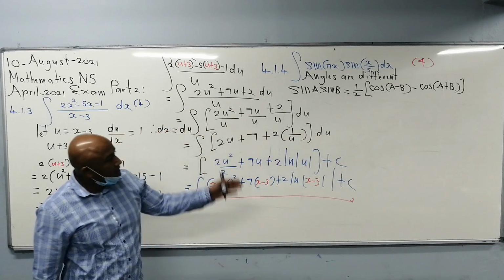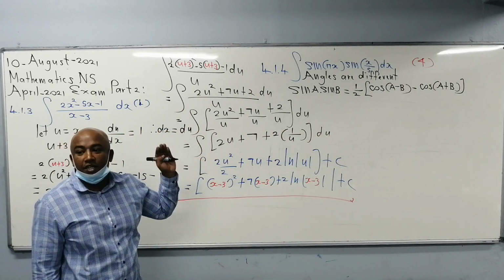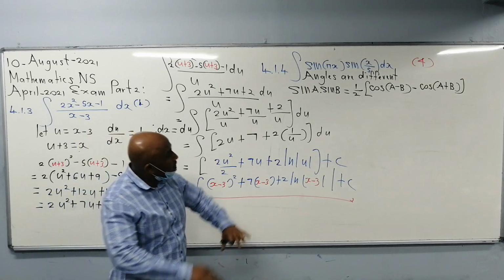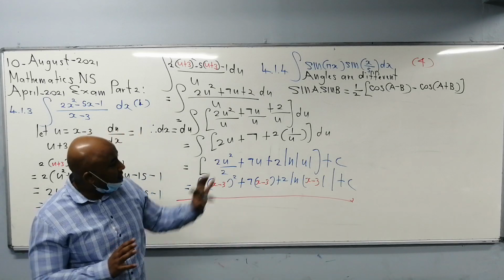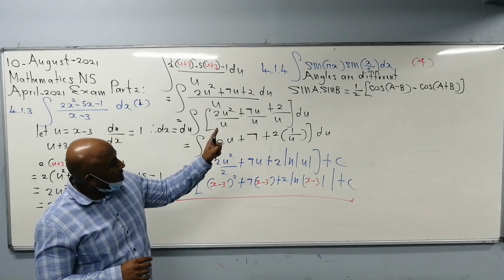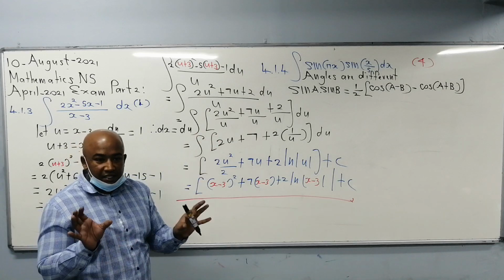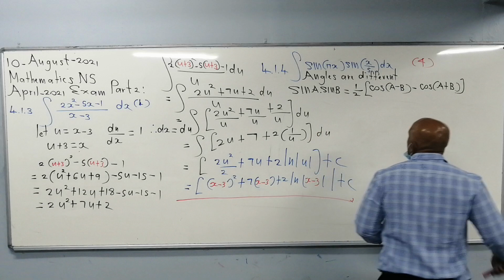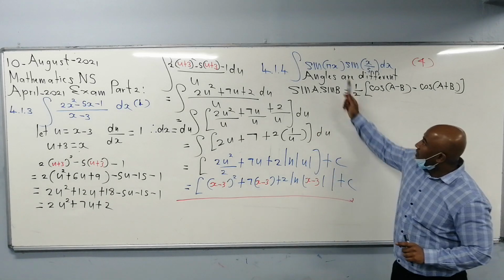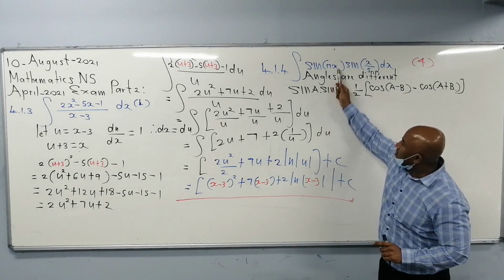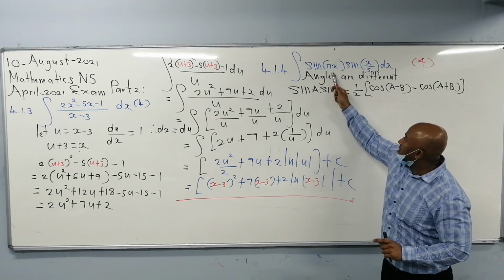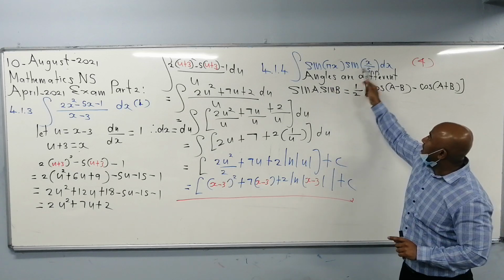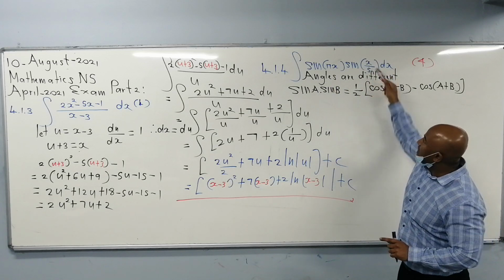Now, this has nothing to do with integration. This is just trigonometry. So we need to use our trigonometric formula, and then rewrite it in a standard form and then integrate. So now let's check. We've got sine of pi x, so A is pi x. And then you've got sine of x over 5, so B is x over 5.